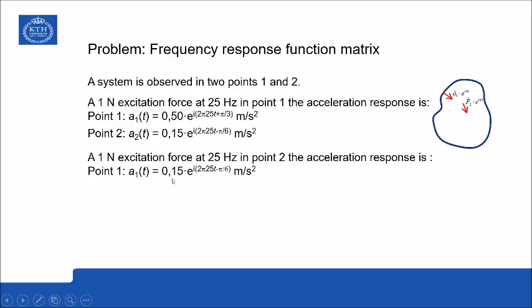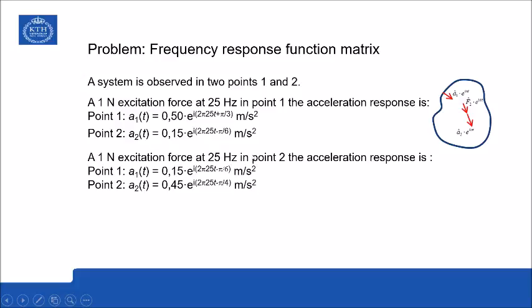If we apply the 1 Newton excitation force to point 2, we get the responding acceleration in point 1 with magnitude 0.15 meter per second squared and phase angle minus pi/6. And in point 2 we get the acceleration response with magnitude 0.45 meter per second squared, and the phase angle is minus pi/4. All these phase angles are of course relative to the exciting force.